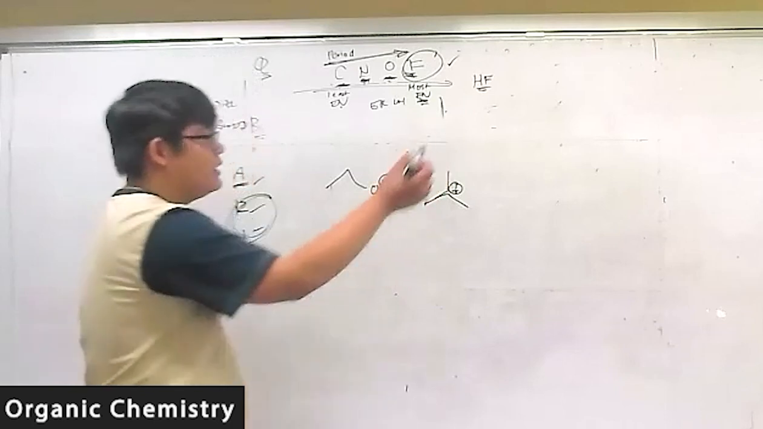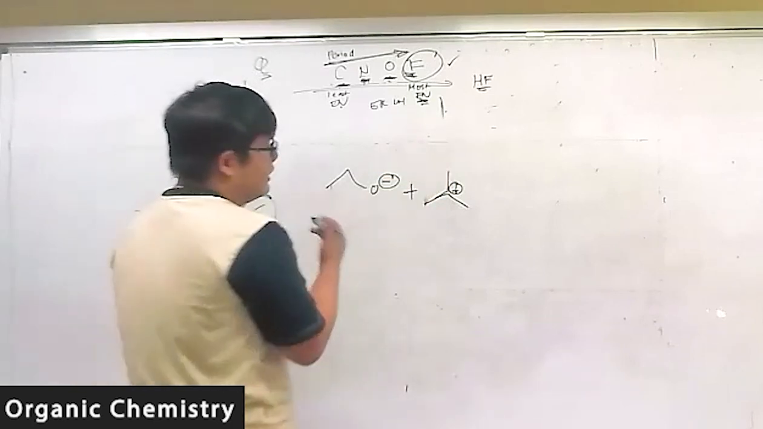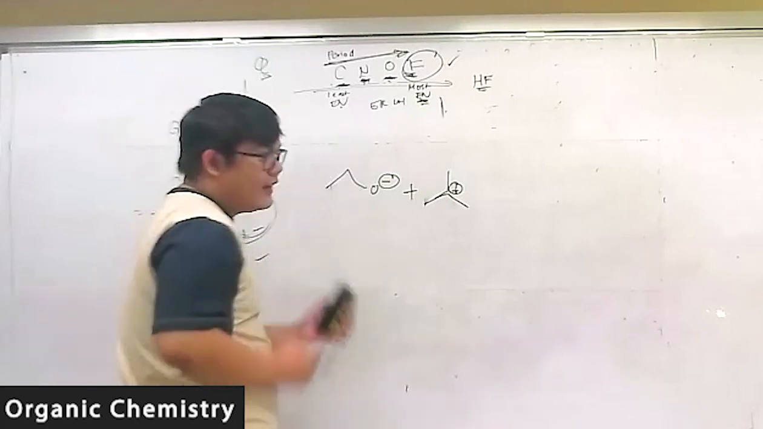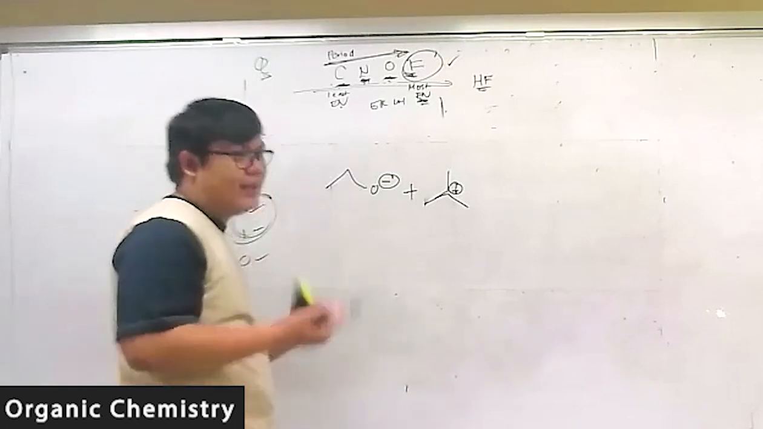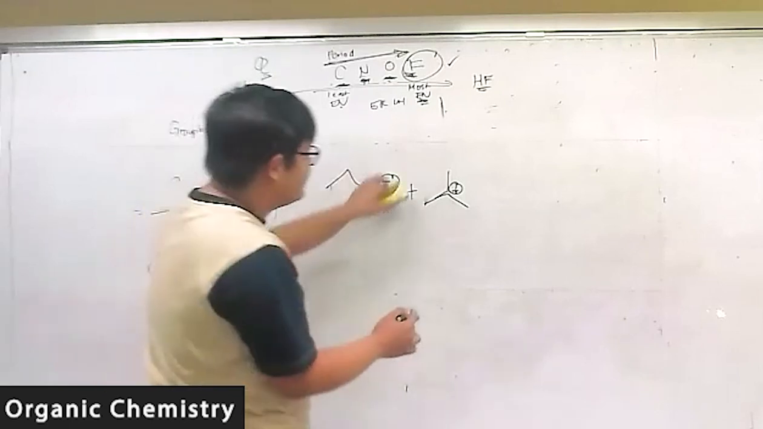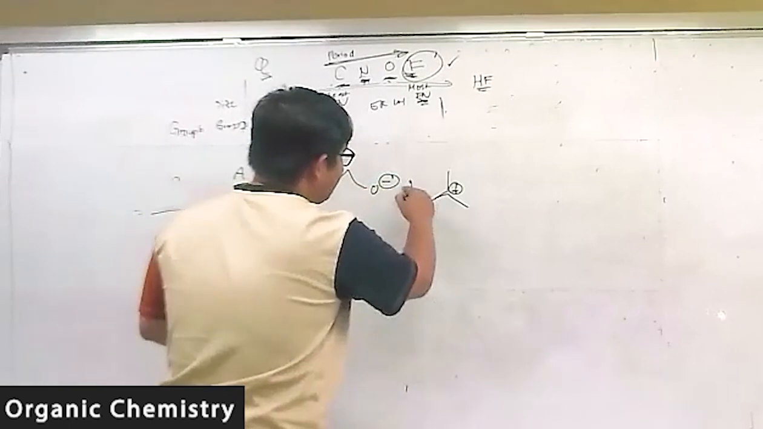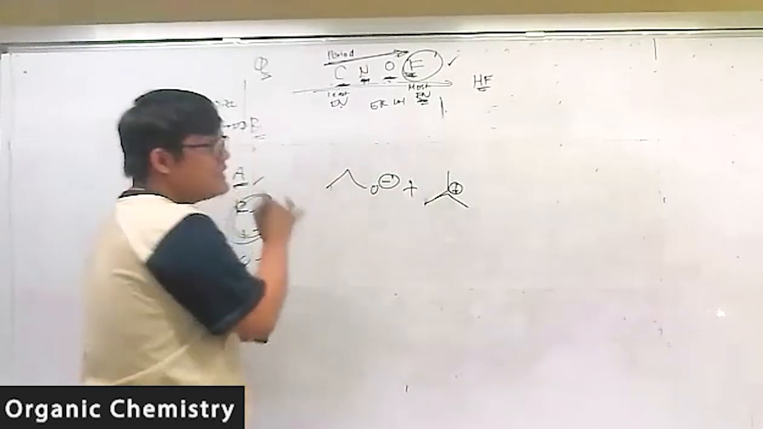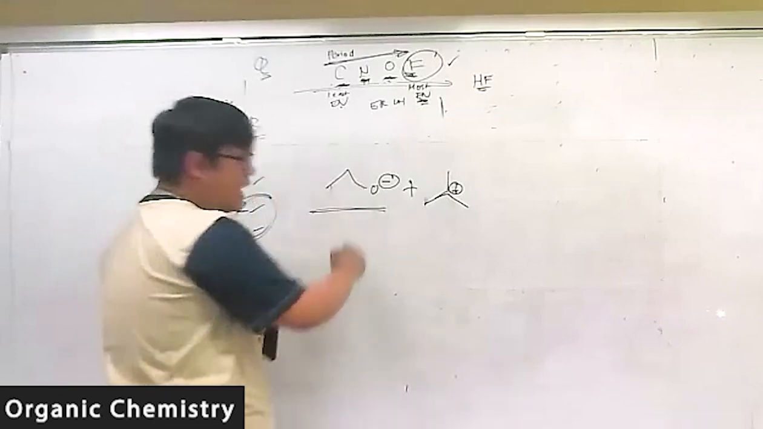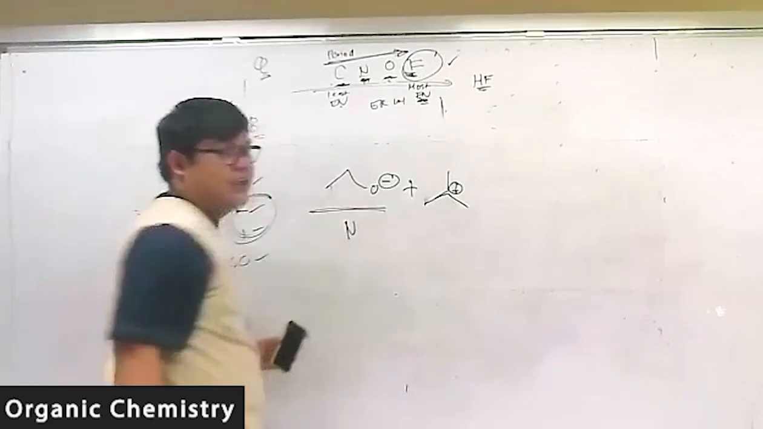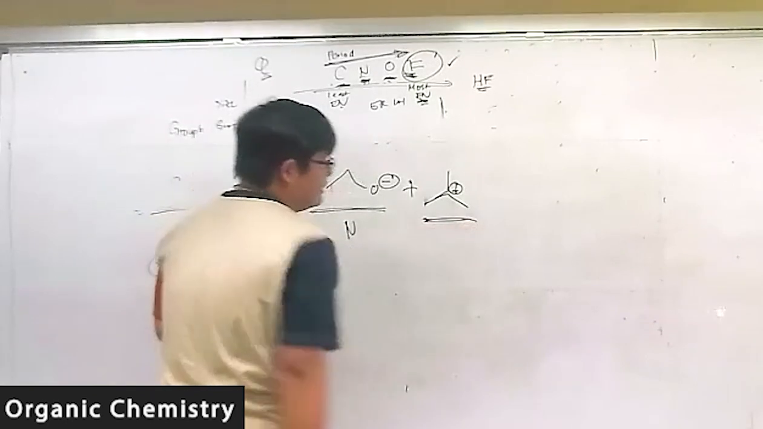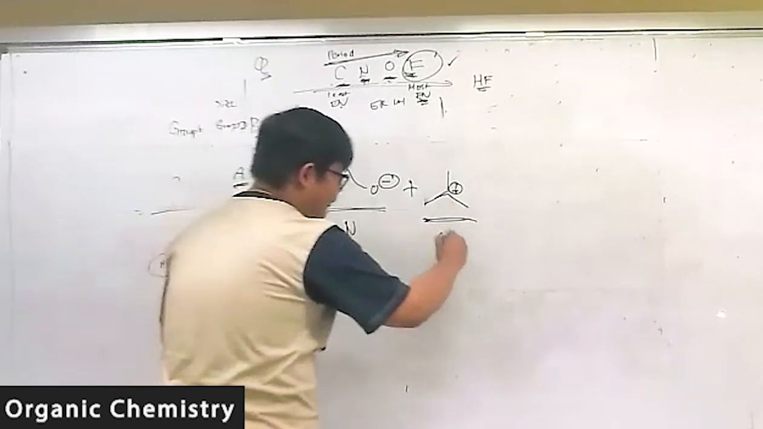So again, from what I've said earlier, what is a nucleophile? Highly negative. What is an electrophile? Highly positive, or low electron density. So for this reaction, can you see the board? If you can see it, where is the negative charge? Here. So what is this? It is a nucleophile. Where is the positive charge? Here. So it is an electrophile.